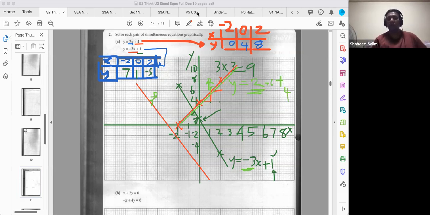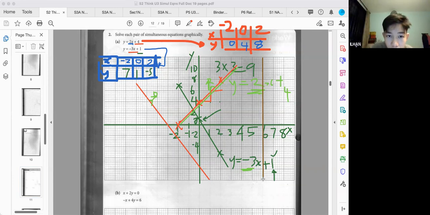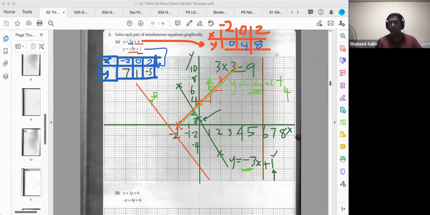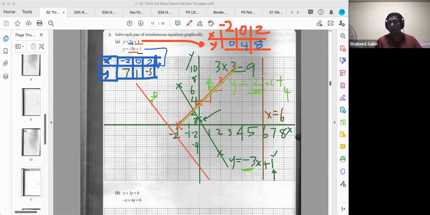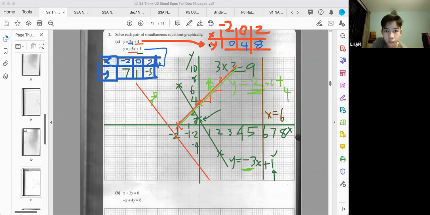So I'm going to ask you now, what is the name of this graph? What's the name of this graph? x equals 6. So everywhere along here, x is 6. Good. This is something very good. If you can master this, wow.